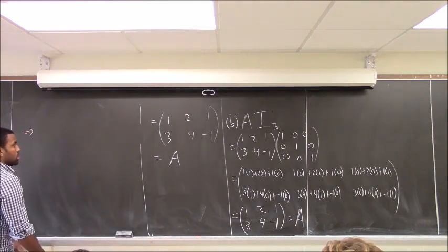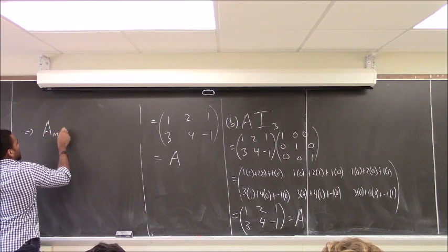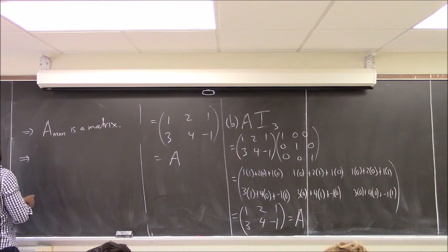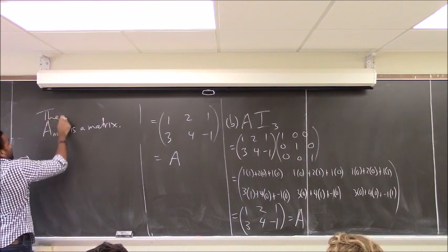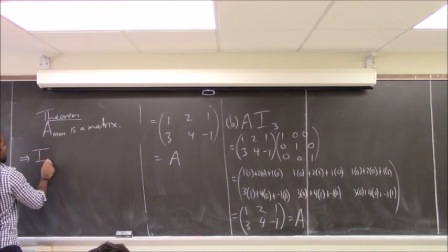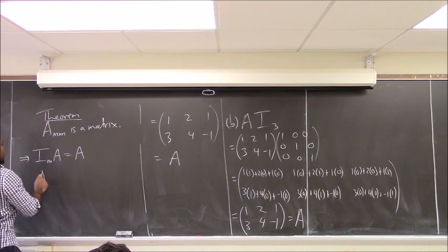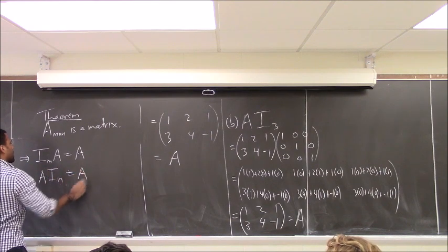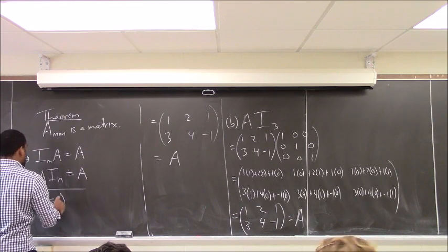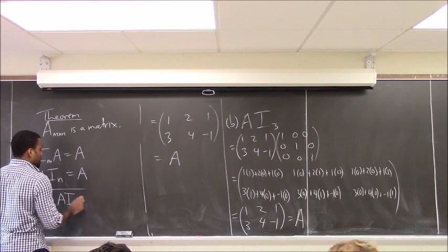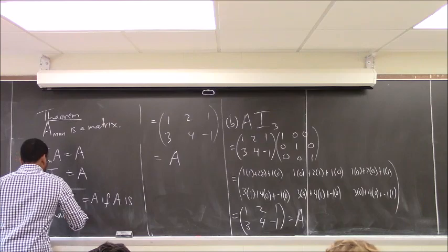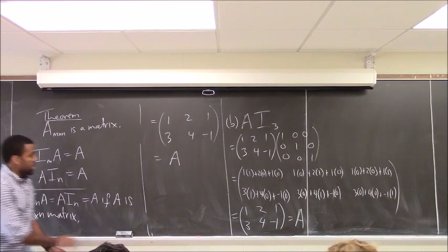So this means that if A, m by n, is a matrix, then, I don't know if you can call this a theorem. It's probably not heavy enough to be called a theorem, but whatever. If A m by n is a matrix, then if you take I_m times A, you will get A, and if you take A times I_n, you will get A. And I_n A equals A I_n equals A if A is square. And that's why it's called the identity matrix. It gives you the identity of anyone you multiply by.